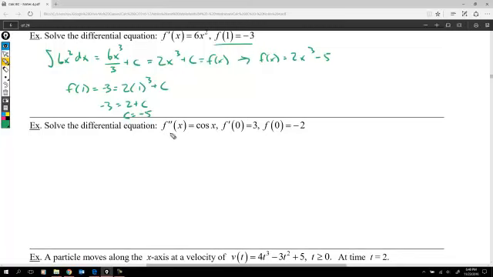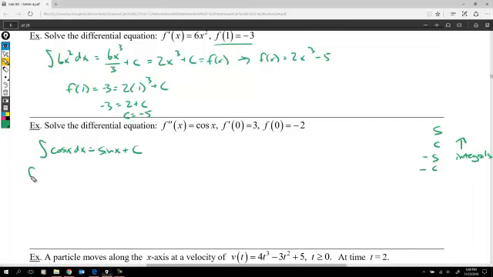I need to go back to the original function, so I'm going to have to take the integral twice, and they give me the necessary initial conditions for each step. Right now, so we're going to remember snow cone. We go up for integrals. So I'm going to take the integral of cosine with respect to x. So I'm going up. The integral of cosine is sine.